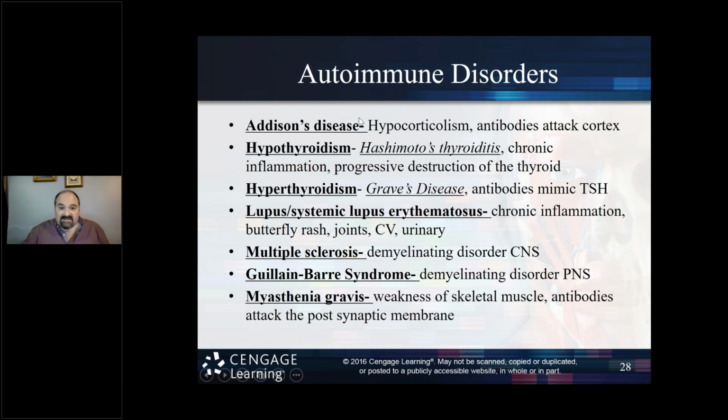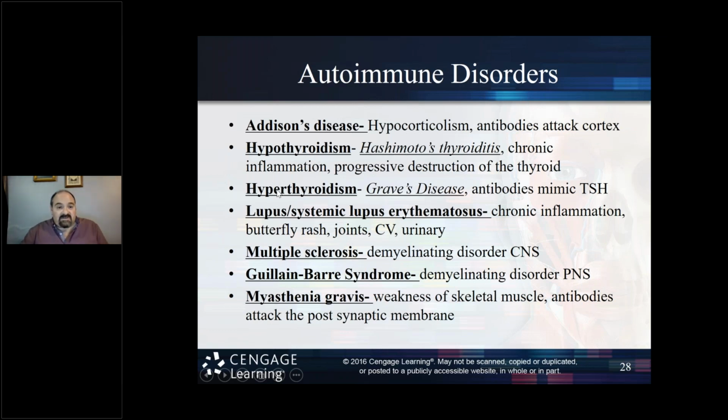We've talked about Addison's disease, right? So hypo, low levels of cortisol present. So the patient that has Addison's is not going to respond to stressful situations very well, right? The antibodies are attacking the cortex of the adrenal glands.